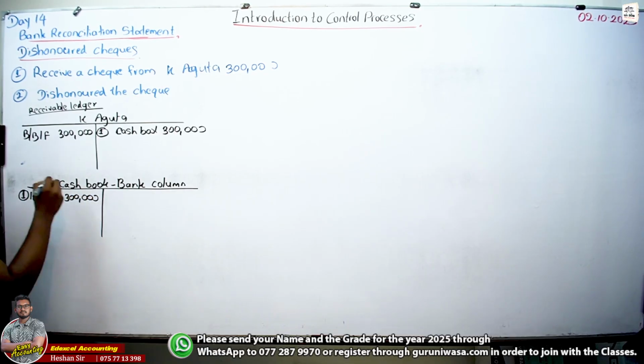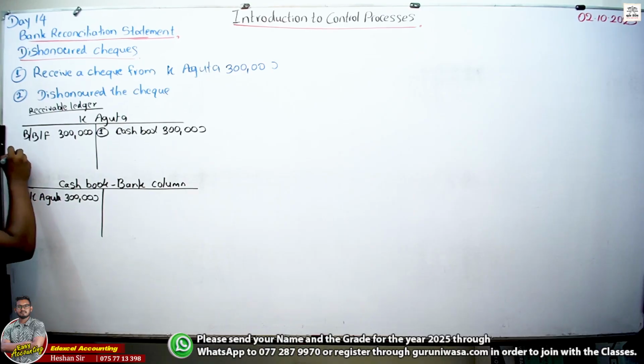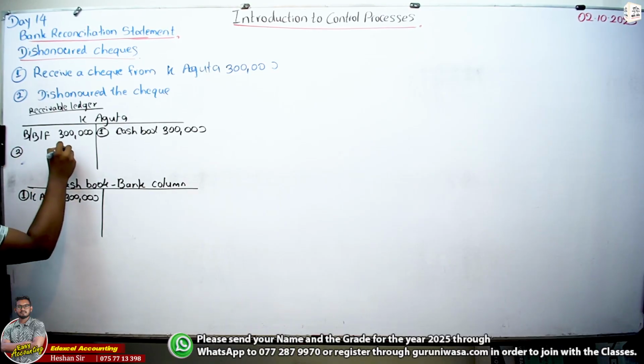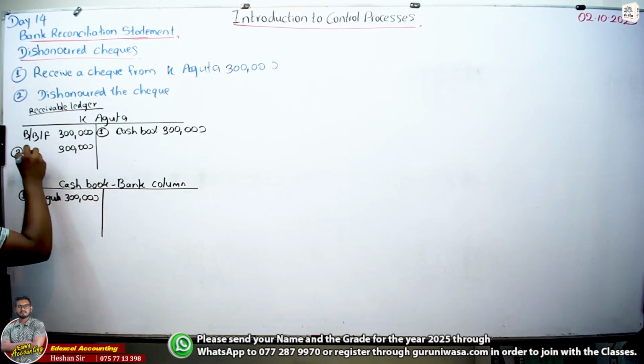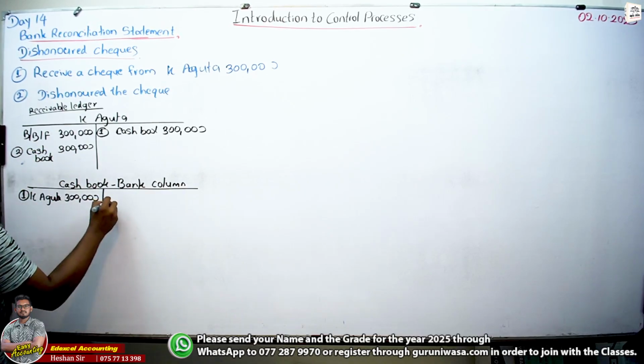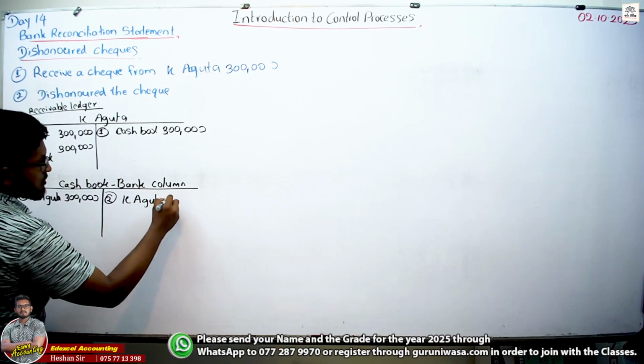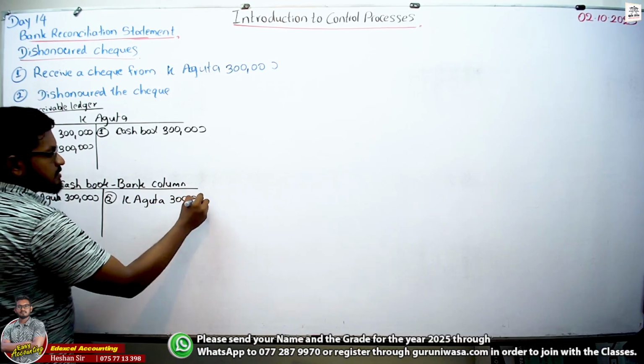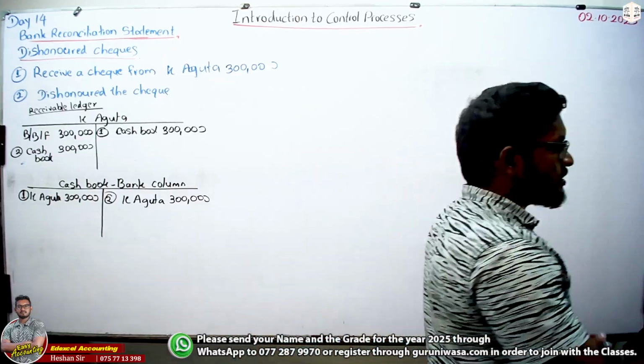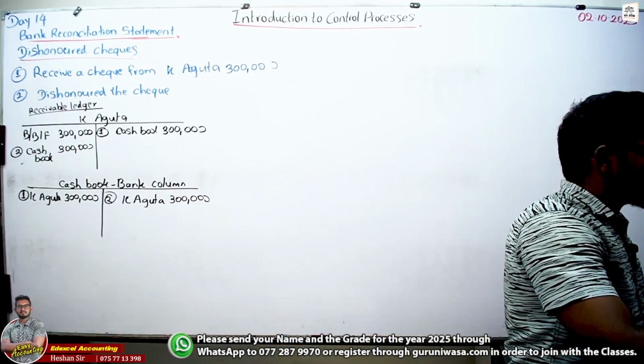When it is dishonored, again we restate this one. 300,000, cash book number 2. Okay, write it and raise your hands. Last one, right? Write it.